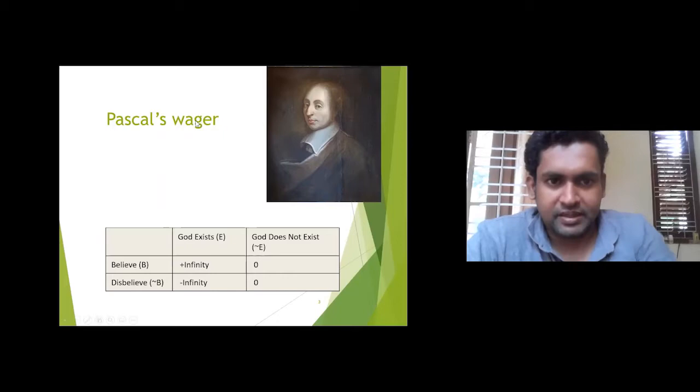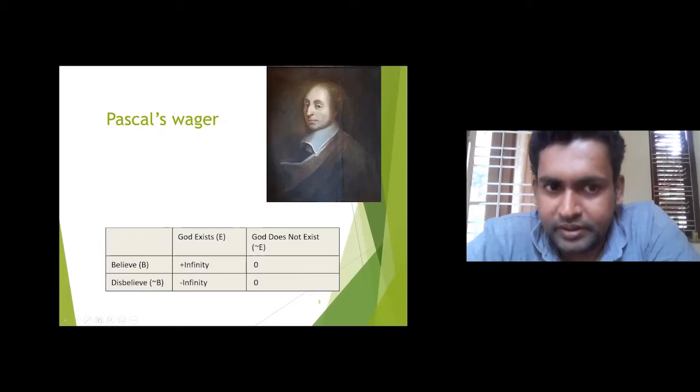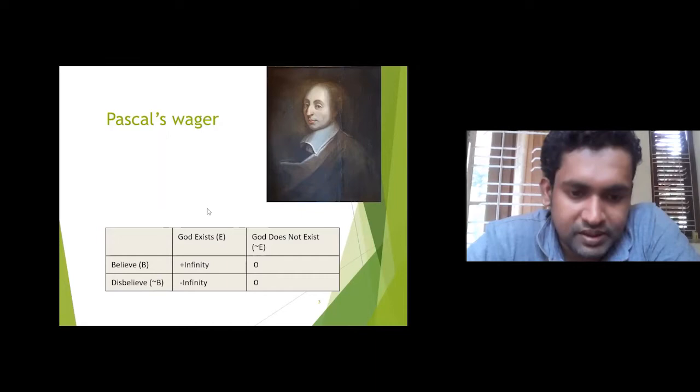By the way, Pascal's wager is the formal word used for bet. This is like Pascal's bet. Pascal, I think, is the correct pronunciation. Can anyone suggest what's the rational thing to do here, based on this pair of metrics?